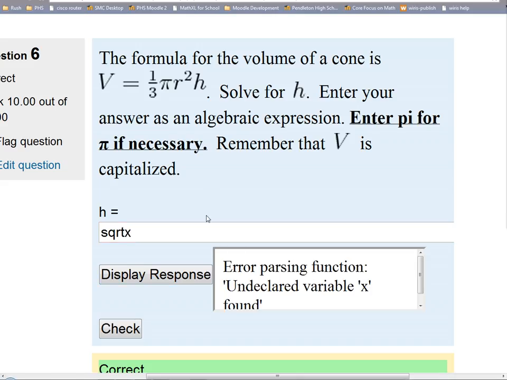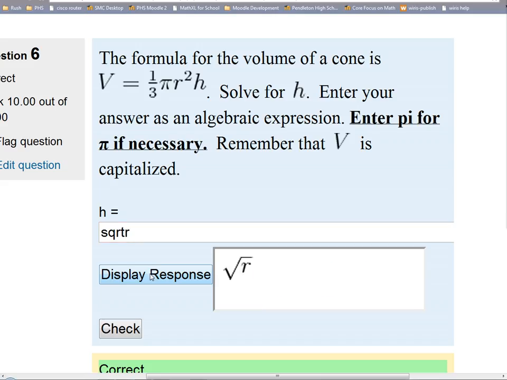Oh, hang on. I can't use x because that's not a variable in this problem. I have to use one of these variables. So I'll make it, how about r instead of x? If you use a variable that's not in the problem, it's going to give you that message saying, oh, that's the wrong variable. It's not part of the problem. But if I put in SQRT r, it gives me a nice square root, right?